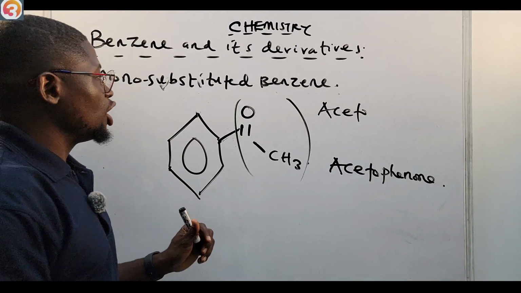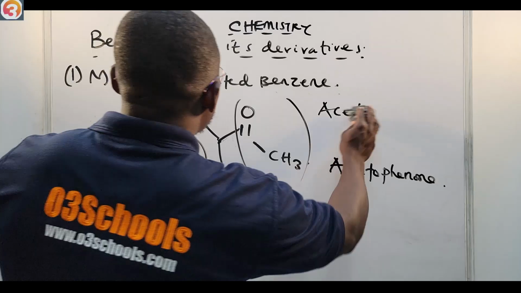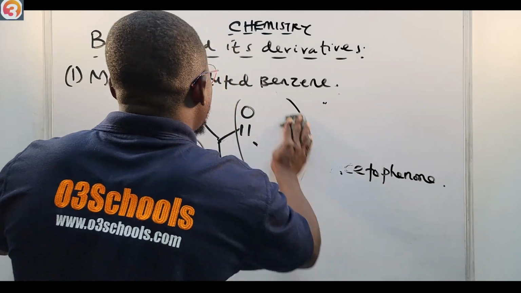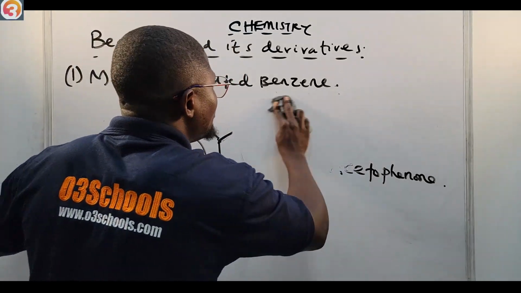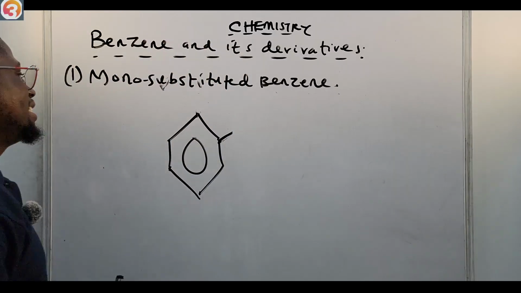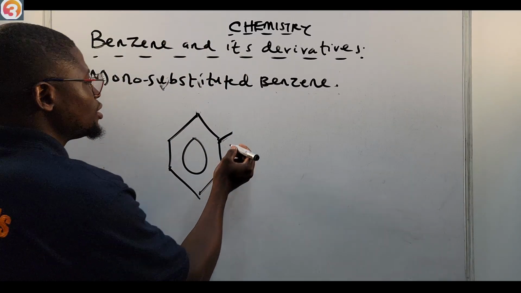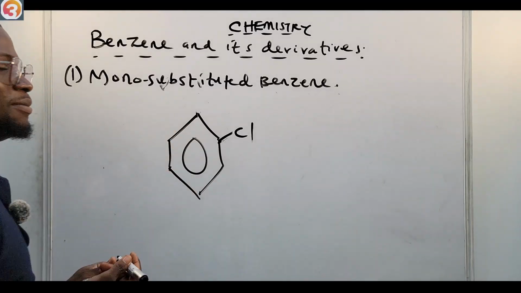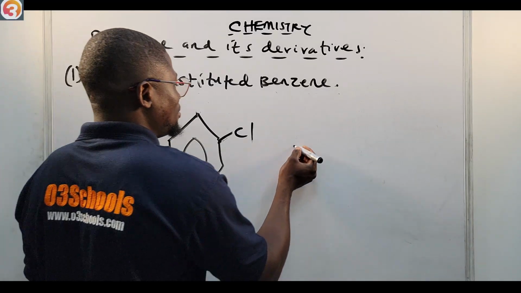But what if it is not a ketone functional group? Peradventure, let's say it is a halogen that is attaching itself to this benzene ring. Let's say, for example, it is chlorine that's attaching itself to this benzene ring. What do we call this one? We simply call this what?